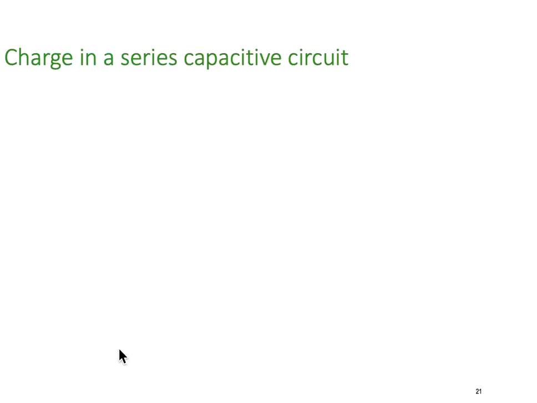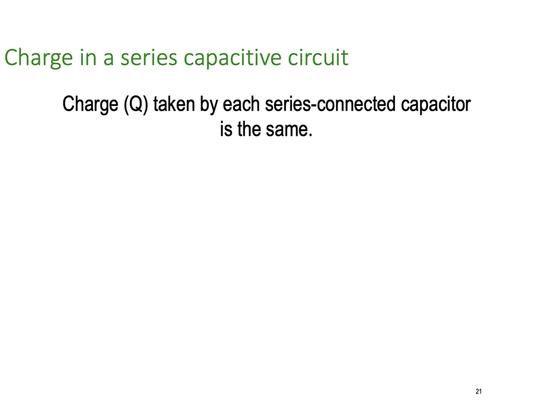So, charge in a series capacitive circuit. We're playing with Q again. Remember, the charge Q taken by each series-connected capacitor is the same. So the Q is the same throughout the whole circuit. That is, Q for the total is the Q on 1, which is the Q on 2, which equals the Q on 3. So if you work out the Q for 1, it is the Q for everything. If you work out the Q for 3, it is the Q for everything.